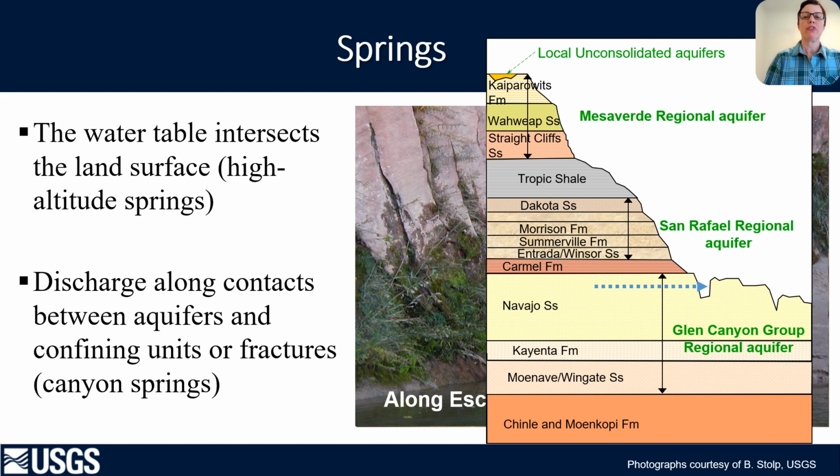Or the groundwater may move laterally until it intersects a fracture, and the groundwater will move preferentially within the fracture as these are more permeable than the aquifer material. The stream will then emanate from the fracture along the canyon wall.